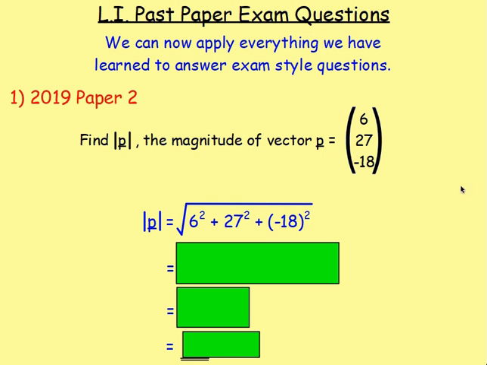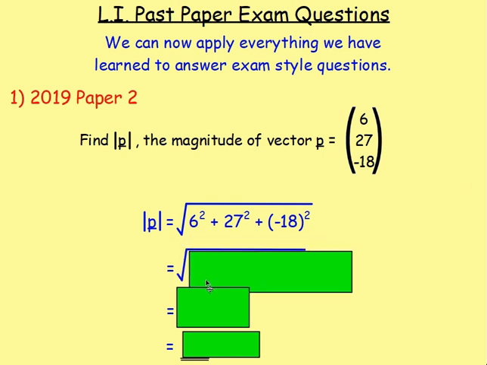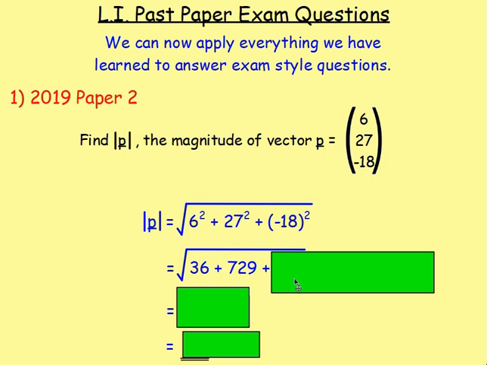If you work each of these out, 6 squared is 6 times 6, which is 36. If you work out 27 times 27, remember it's a calculator paper, you get 729. And negative 18 times negative 18, two negatives make a positive, and 18 times 18 is 324.